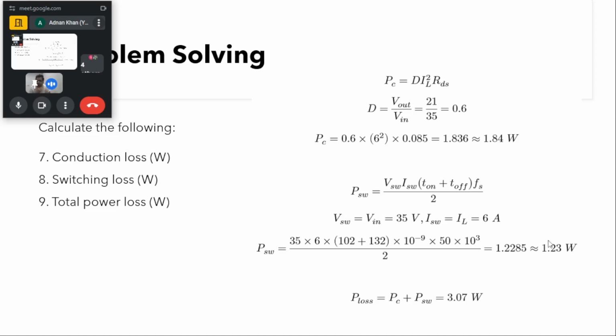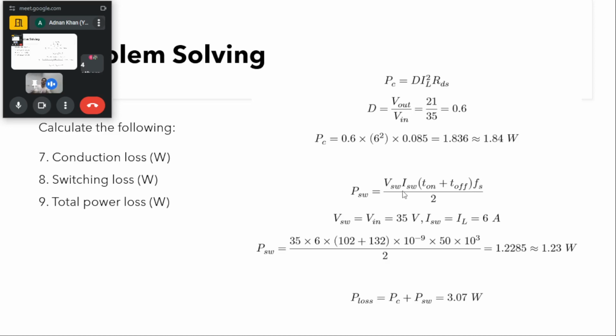Now coming to the switching loss, we have the turn on and turn off loss. We know V switching into I switching, and if we know the turn on and turn off time, and we know the switching frequency, then we should be able to calculate. And in case of the buck converter, the switching voltage will be equal to the input voltage, and that is around 35 volt.